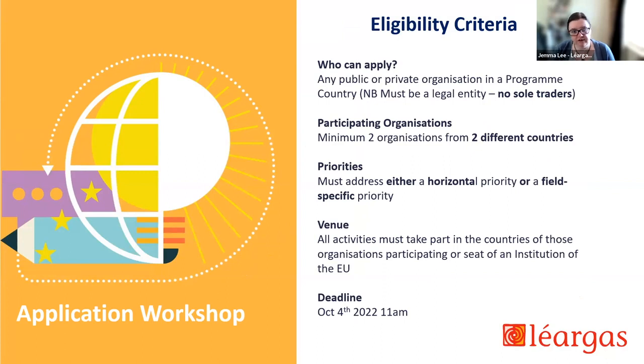So this is the eligibility criteria, just to let you know, are you the right person here that can apply? And most likely, yes, because for the Key Action 2 projects, it's very broad. It's any public or private organization. The main thing here that can catch people the odd time is we can't take sole traders. So you must have a legal entity of some sort or another. As I said, it has to be 2 organizations from 2 different countries, and those countries have to be on the list. And your project itself must be addressing one of the priorities.